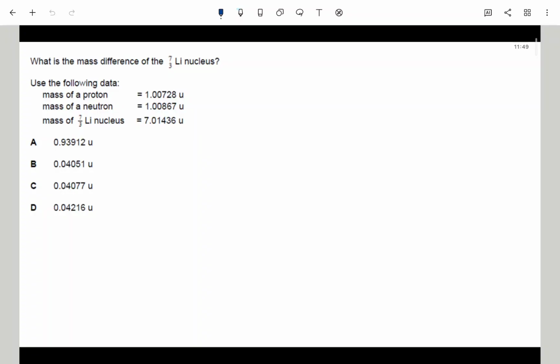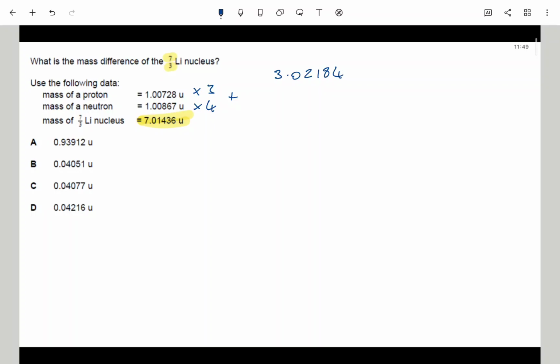Right, so we've got the actual relative atomic mass of the lithium nucleus, and what we need to do is add up what the constituents would be if it was separated, and then find the difference between them. So we've got 3 protons, so you need to times that by 3, and then 4 neutrons, and then add them up, whatever they are.